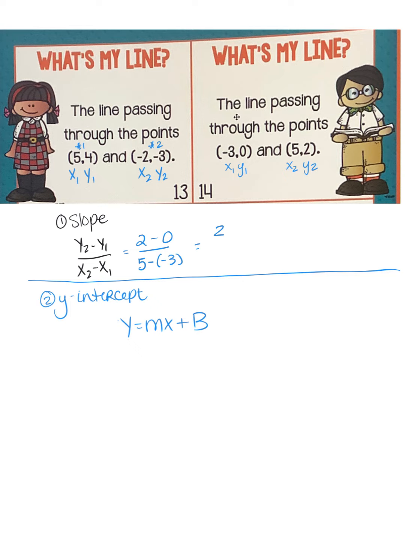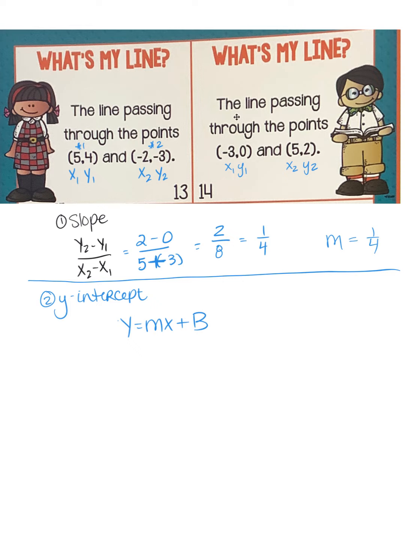2 minus 0 is 2. 5 minus negative 3. Remember, I keep telling you in class, when you have those two negatives next to each other, they cancel each other out and it becomes addition. 5 plus 3 is 8. And 2/8 is the same as 1/4. Okay, so there's your slope. Slope is 1/4. That's going to be easy.